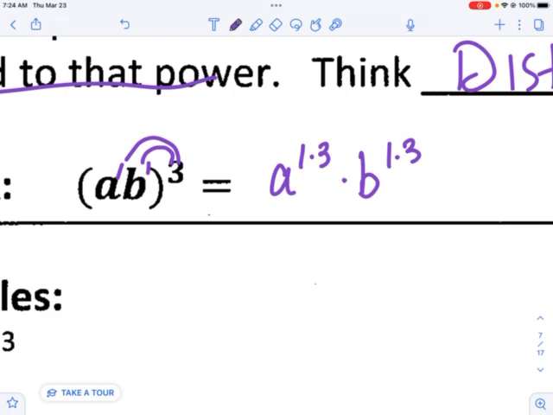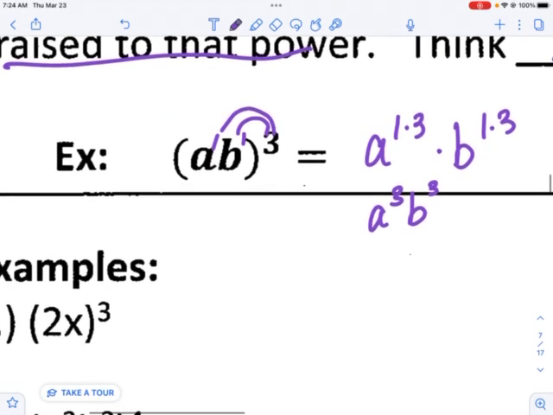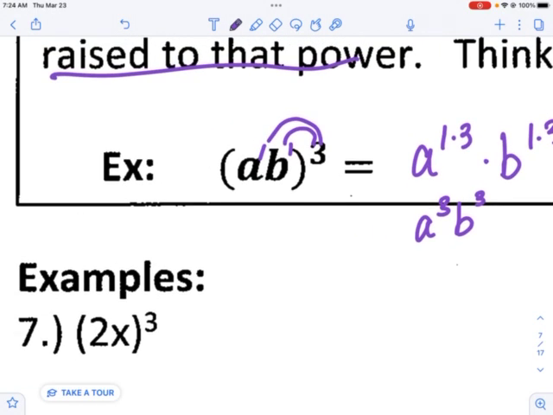So I have a to the 1 times 3, which is just a cubed. And again, I have b to the 1 times 3, b cubed. If all else fails and you have one of those moments where you think, I don't remember, you write ab times ab times ab, and you can get the exact same answer.